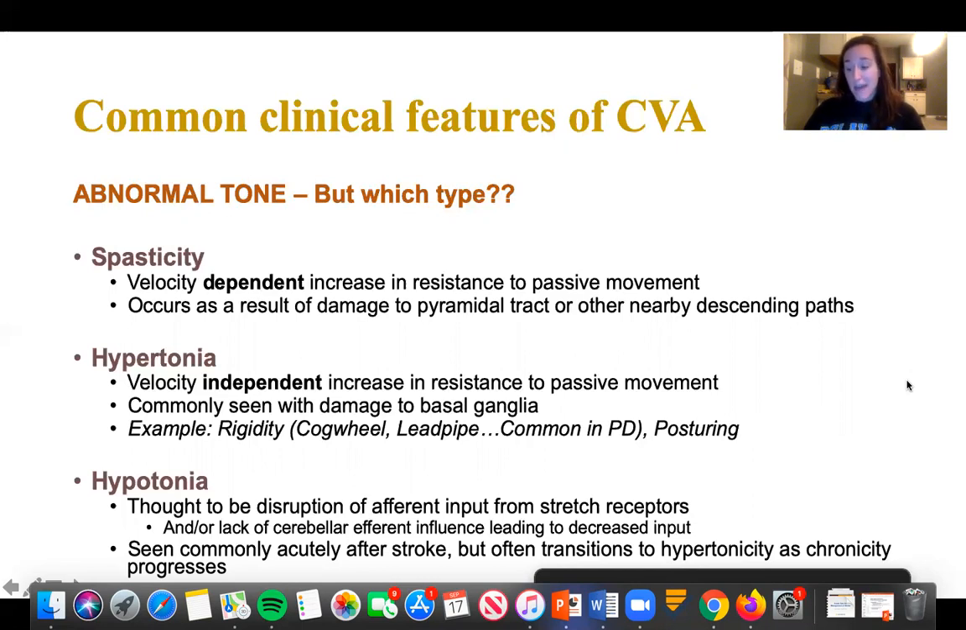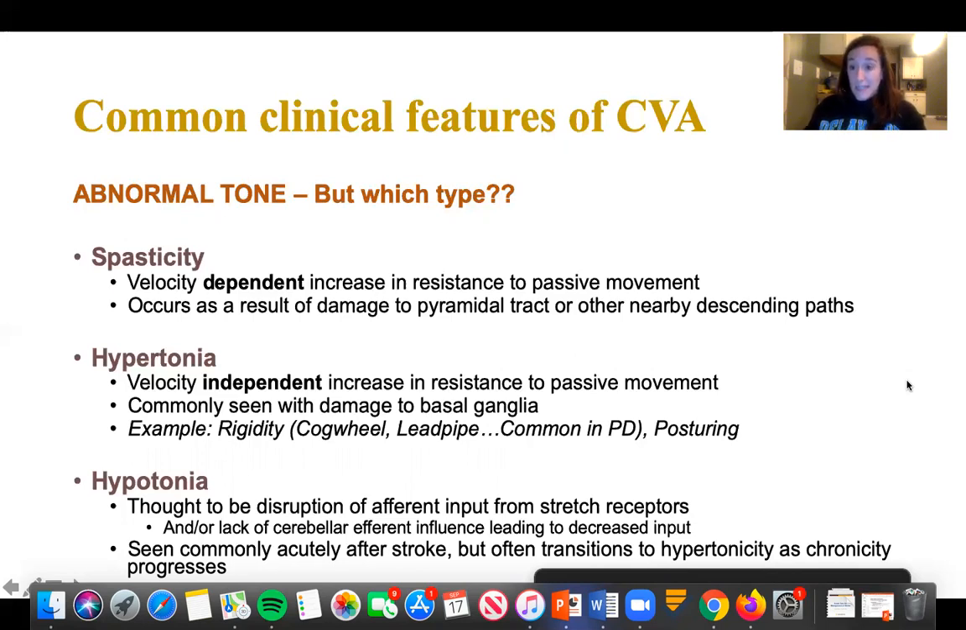Tone is a passive resistance to elongation or stretching. And the difference between spasticity and hypertonia is how fast you have to go to get that to happen. Spasticity is what you guys are the most familiar with. It is what you have learned to test. The modified Ashworth scale measures spasticity, not hypertonicity, spasticity. Because if you think about when you learned how to do the test, how do we do it? We quickly move the limb. Okay, it's velocity dependent spasticity.